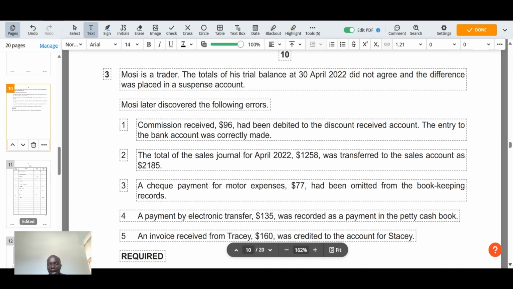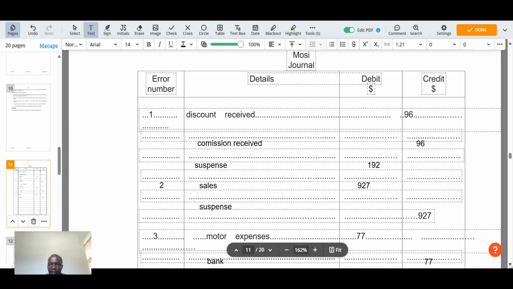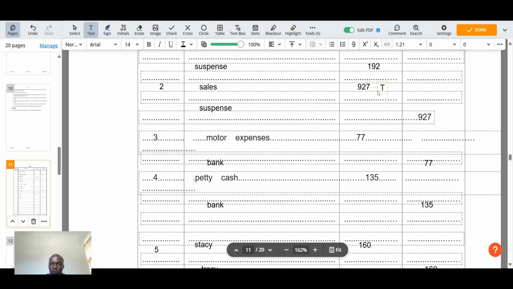And remember, in the sales account, this overcast amount is on the credit side. So we need to reduce it. To reduce it, we have to debit our sales account with 927. That's exactly what I've just done for you to save time here. Sales account, debit 927. And the credit balance goes to the suspense account, 927, like this. So that error has been solved.